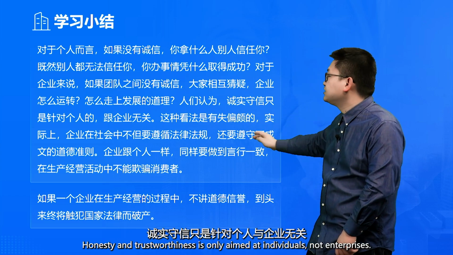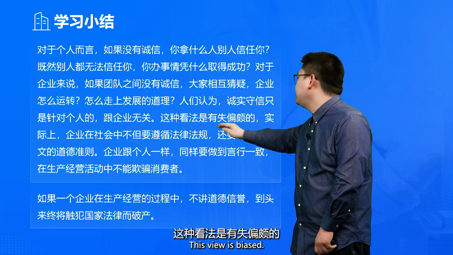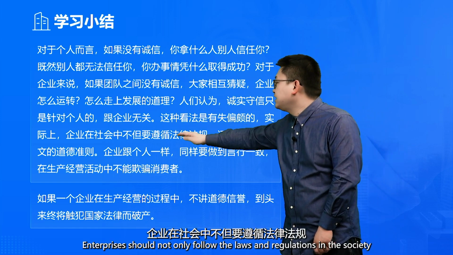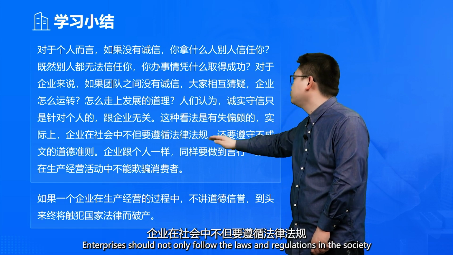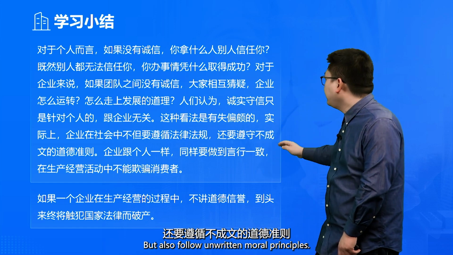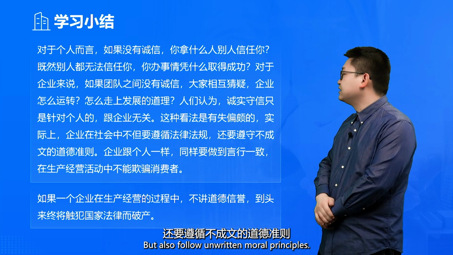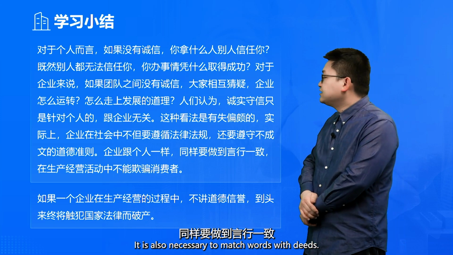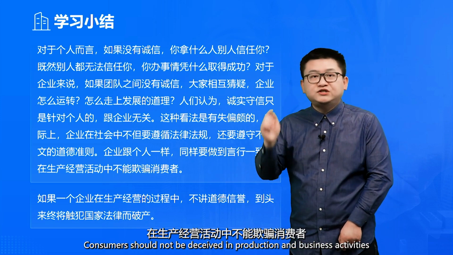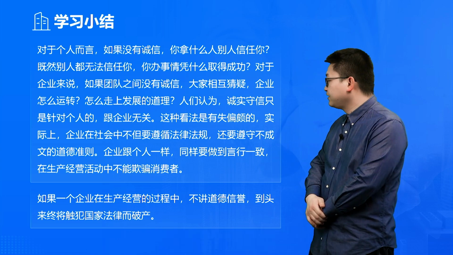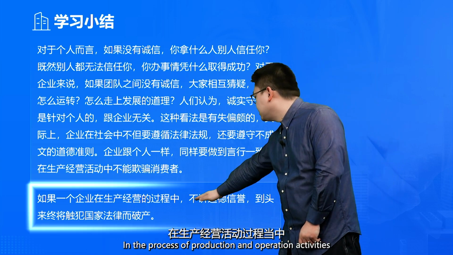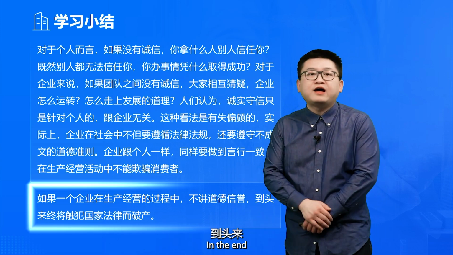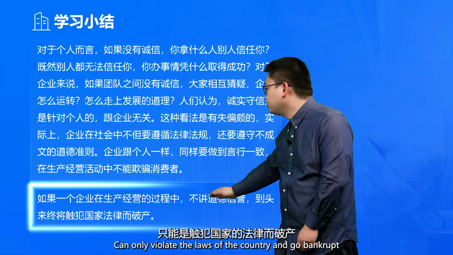So some people think honesty and trustworthiness is only aimed at individuals, not enterprises. This view is biased. Actually, enterprises should not only follow the laws and regulations in the society, but also follow unwritten moral principles. Enterprises are the same as individuals. It is also necessary to match words with deeds. Consumers should not be deceived in production and business activities. If an enterprise has no moral credibility in the process of production and operation, in the end, it can only violate the laws of the country and go bankrupt.